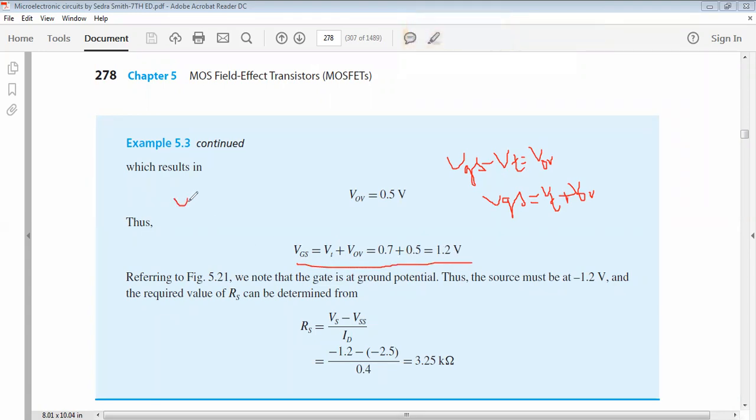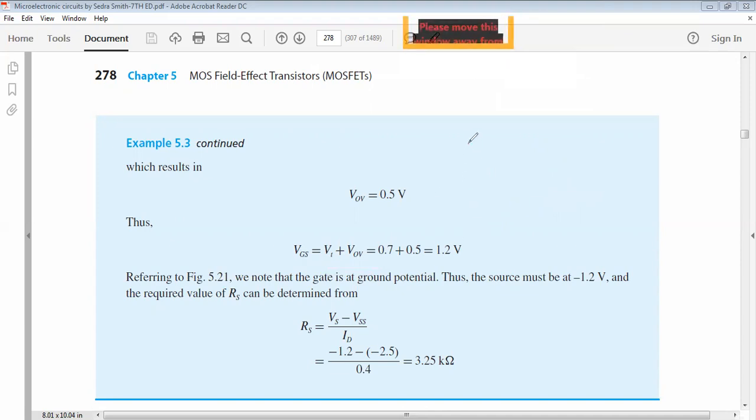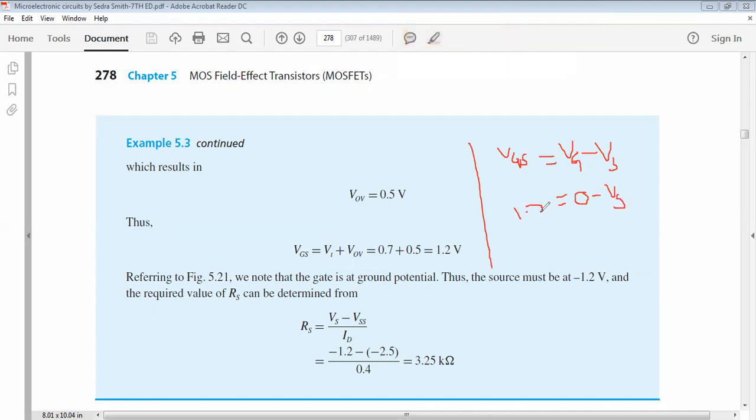What is VGS here? Observe here, VGS can be written as VG minus VS. What is VG? The gate terminal is connected to ground. So VG minus VS is equal to 1.2 volt. From that, the source voltage VS is equal to minus 1.2 volt.